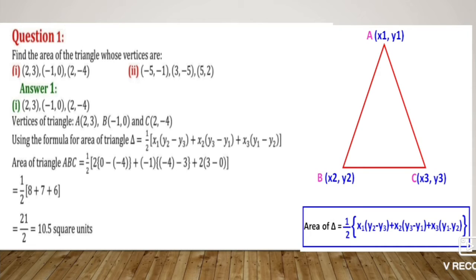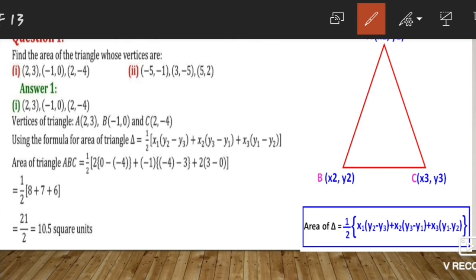Question number 1 is: find the area of the triangle whose vertices are 2, 3; minus 1, 0; 2, minus 4. As you can see here, if x1, y1, x2, y2, x3, y3 are the vertices of triangle ABC, then the area of the triangle will be half of x1 into (y2 minus y3) plus x2 into (y3 minus y1) plus x3 into (y1 minus y2). I have discussed this formula in the previous video.